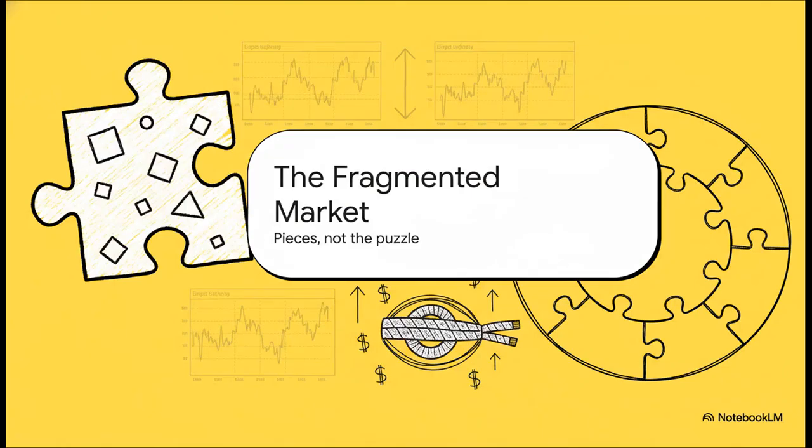Okay, Section 1, the fragmented market problem. That subtitle says it all, right? It's like trying to solve a jigsaw puzzle by only looking at one single piece. When you can only see one exchange's order book, you have no idea what massive buy or sell walls might be sitting on other platforms just waiting.